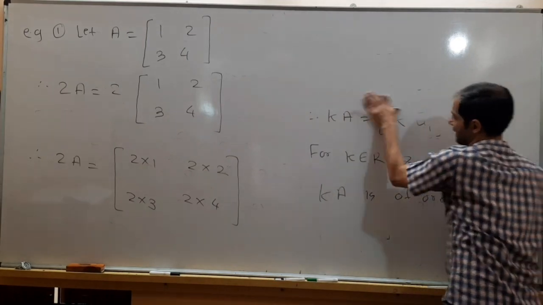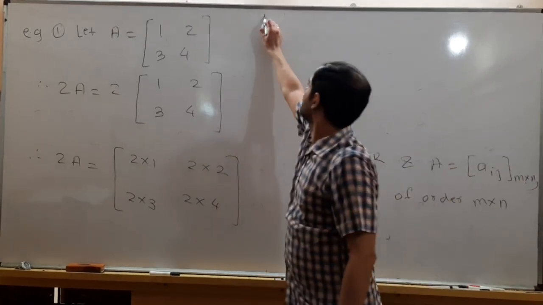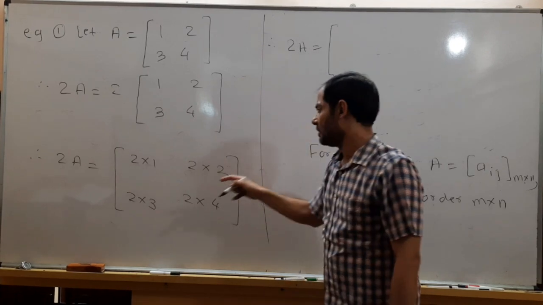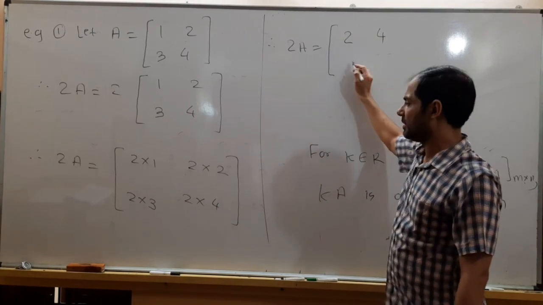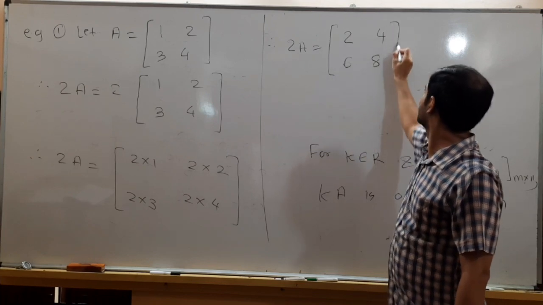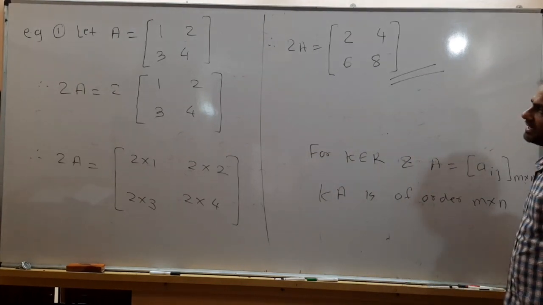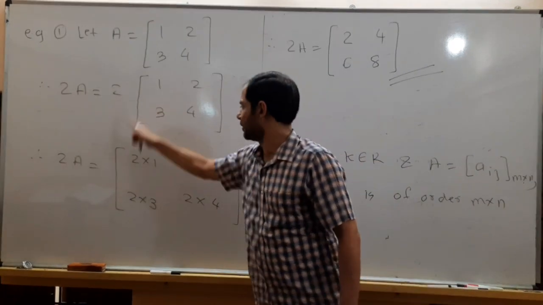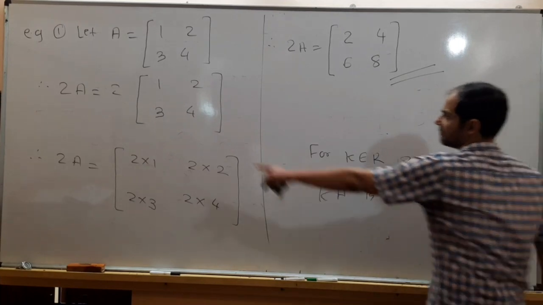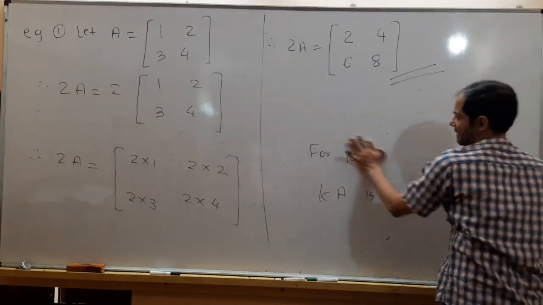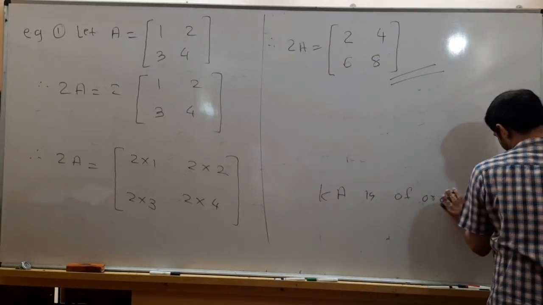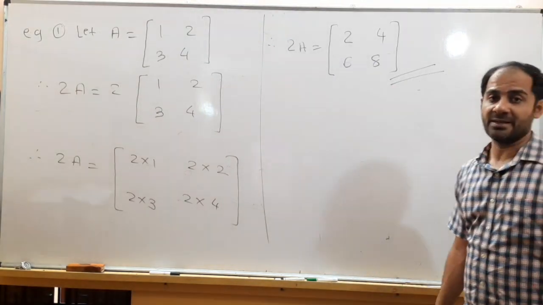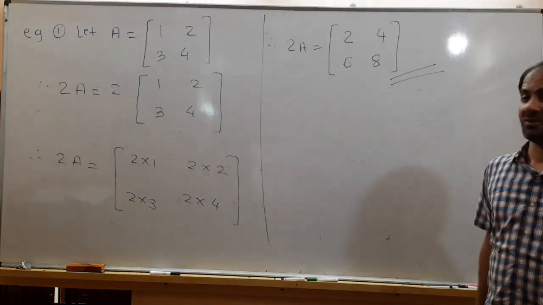What do you get? 2A. Very simple. 2A will be 2, 4, 6, 8. Easy? Here I show this by multiplying 2 into every element. Now I think from here we can do this directly. Well, I did not do it directly because it was the first example.